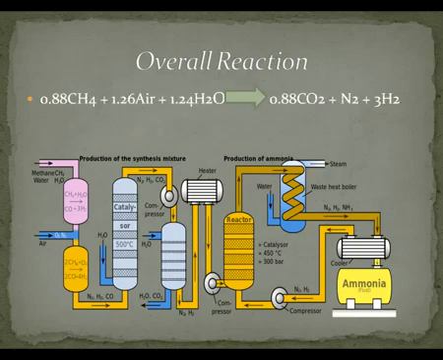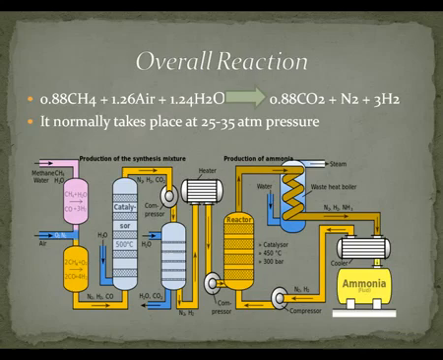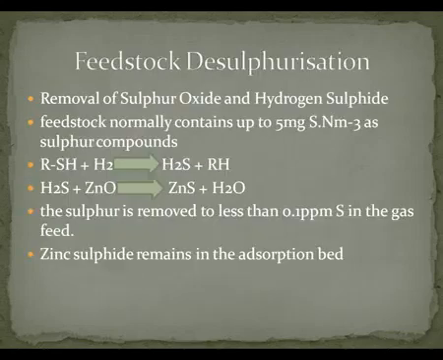In order to produce ammonia, hydrogen gas and nitrogen gas need to be present. However, because there is not sufficient hydrogen supplies in the air, the hydrogen gas needs to come from another source, which in this case is methane. The overall reaction consists of methane, air, and water as reactants, which would produce carbon monoxide, nitrogen, and hydrogen. The nitrogen and hydrogen is then used to produce ammonia.